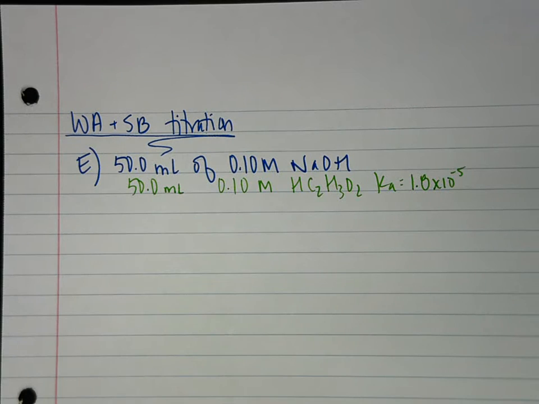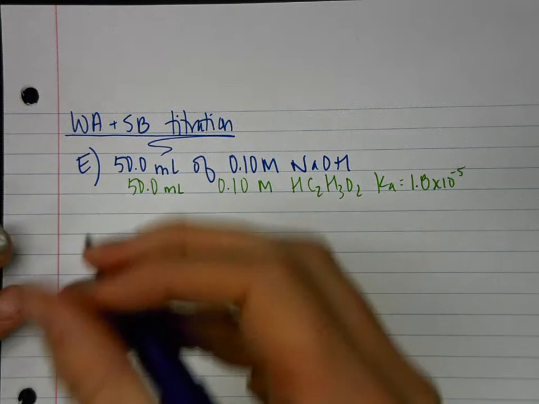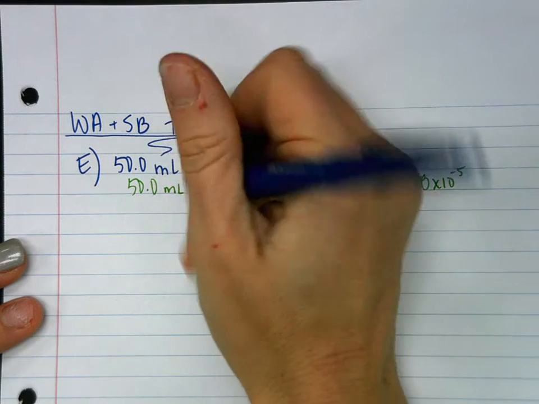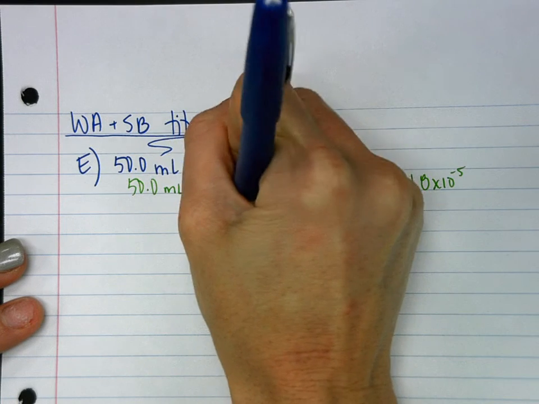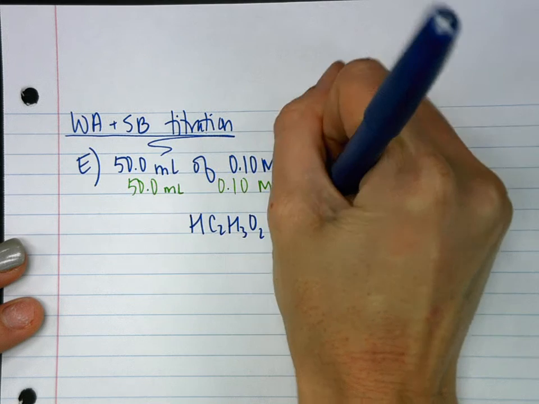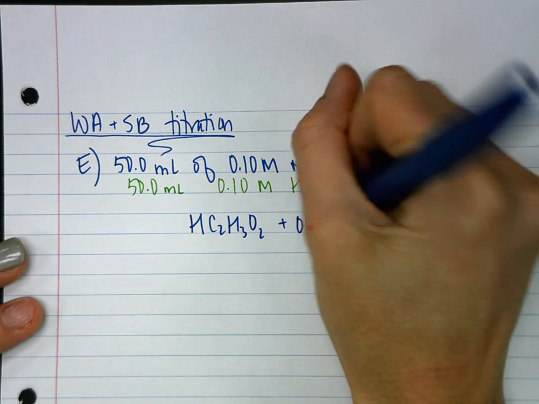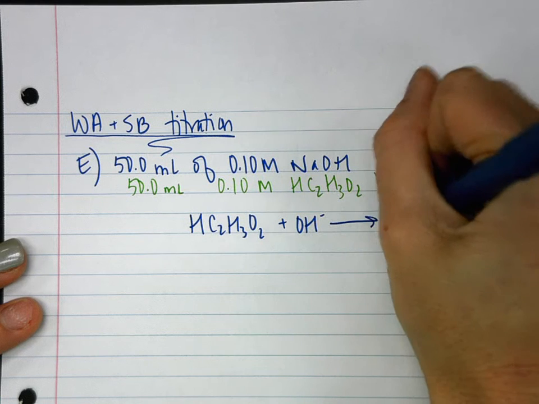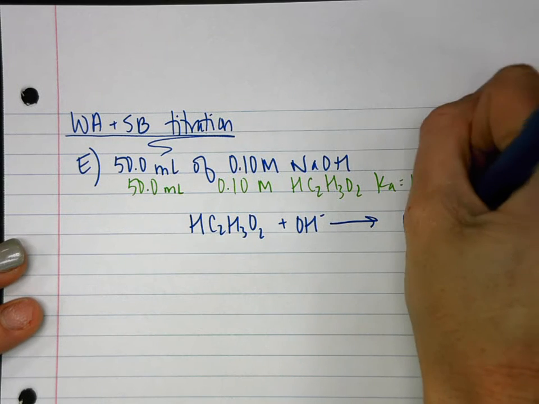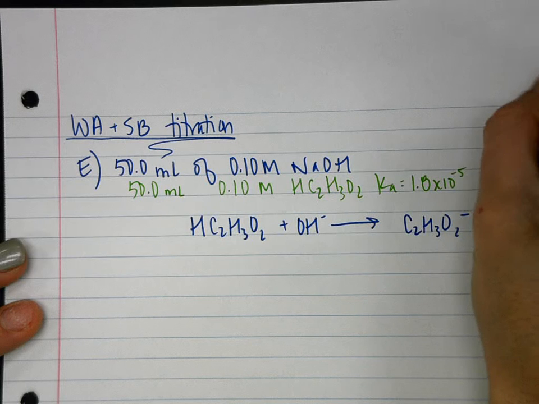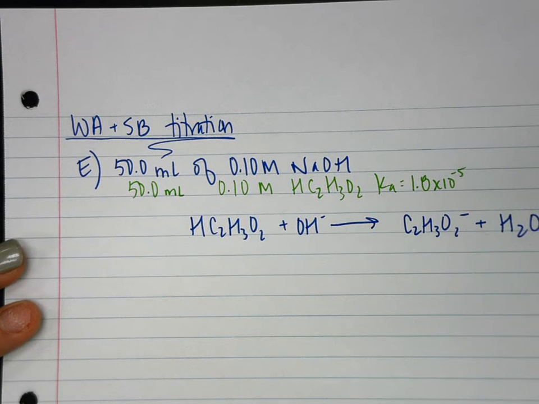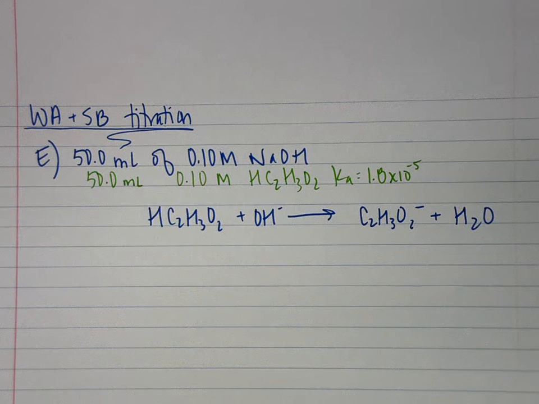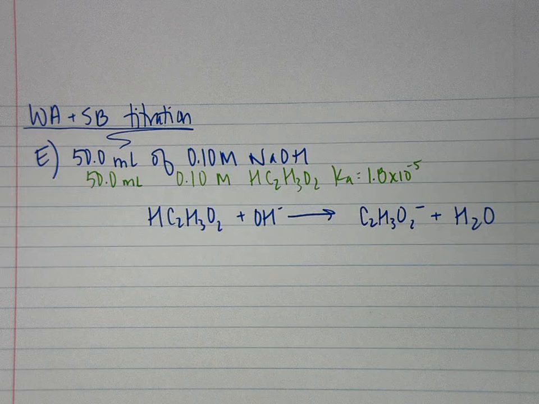All right, so looking at this point, when we write out our first equation of what's going on here, we have our acetic acid, C2H3O2, interacting with that strong base, the hydroxide ion. We're going to create the acetate ion plus water. Okay, sure we can see all that. And looking at this, we need to do our before and after.